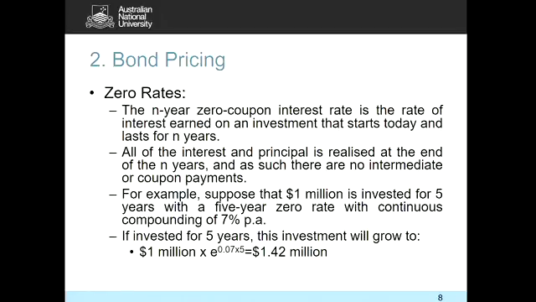A zero coupon rate of an investment starts today and lasts for N years. All of the interest and principal is realised at the end, so no coupons are paid. It's a zero coupon bond. For example, suppose that 1 million is invested for 5 years with a 5-year zero rate with continuous compounding of 7% per annum. What would that be worth at the end? It's very simply just the $1 million you've invested multiplied by e to the power of the continuously compounded 7% times 5 years, to give you $1.42 million at the end. That just tells us what a zero interest rate is out in the market, and then you can use that as an interest rate that you might be investing at.